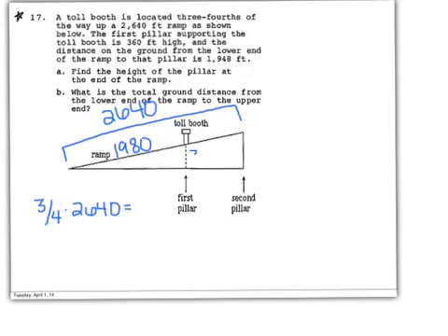feet high. And the distance on the ground from the lower end of the ramp to that pillar, so this distance here, is 1,948 feet. The first question wants to know, find the height of the pillar at the end of the ramp. So that's this one. Okay?